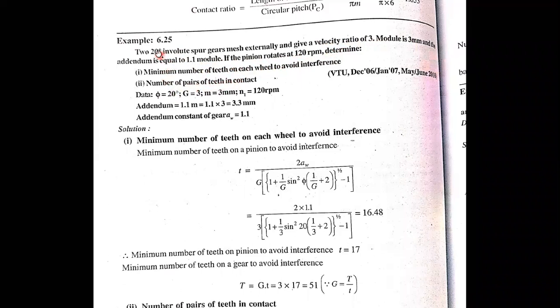So first, what is the given data you write? So this is also an examination problem. The pressure angle is given. Gear ratio or velocity ratio or speed ratio is called G, that is 3. It's also called the teeth ratio. And module is given 3 mm, N1 is 120 rpm, and addendum is equal to 1.1 times of M. Therefore, M we know 3, substitute that, you will get 3.3.